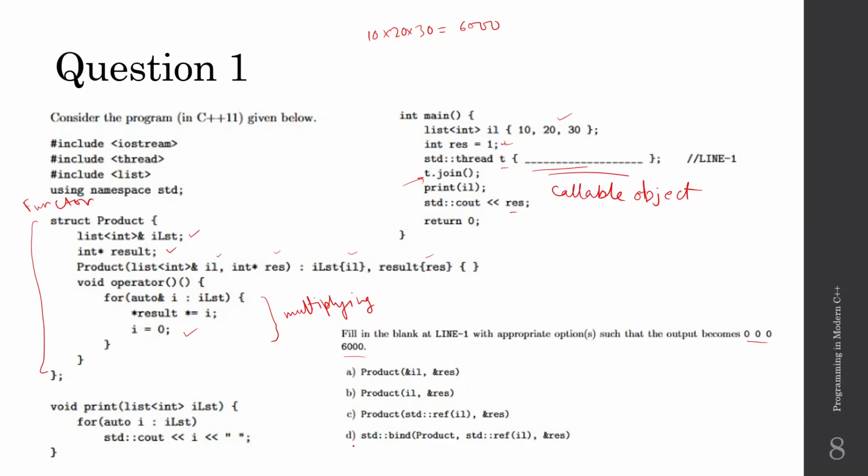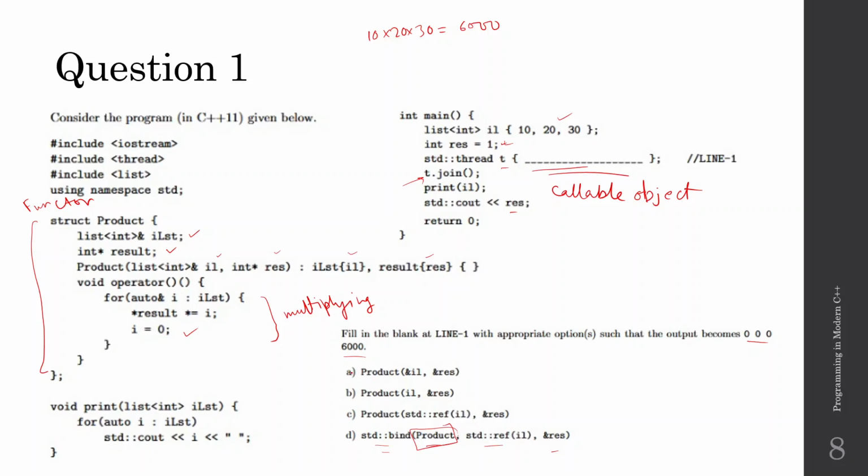So the last one, which is a std bind and product, this will not work because it will bind the constructed, and I think it will probably even give an error, because std bind works with callable objects, whereas this product is a class. Okay, this product is a class, so I don't know how it will work.